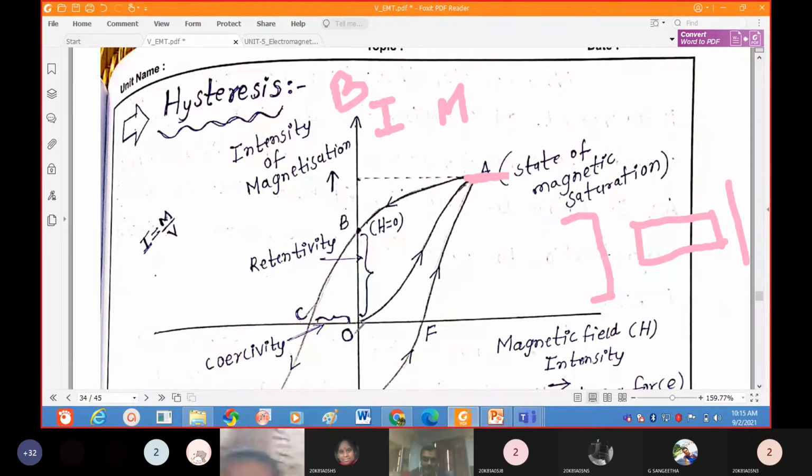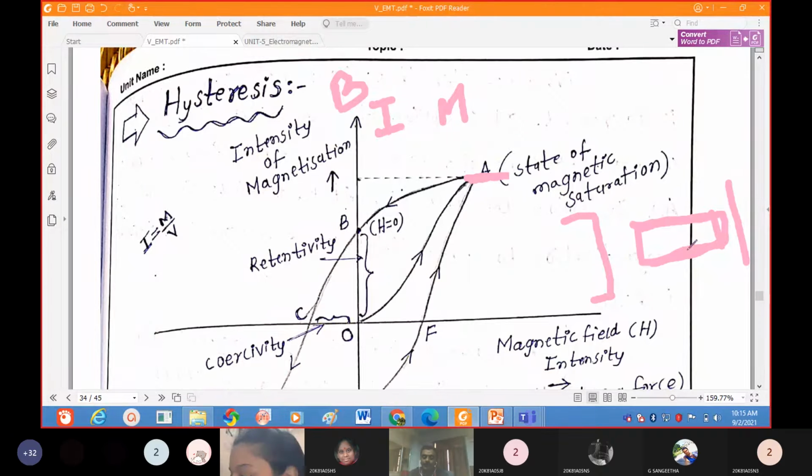Initially, without applying any magnetic field, examples for ferromagnetic materials are iron, cobalt, nickel. These are the best examples for ferromagnetic materials. And their alloys also, iron alloys or cobalt alloys, sorry, iron, cobalt, nickel alloys. So these alloys also exhibit ferromagnetism.